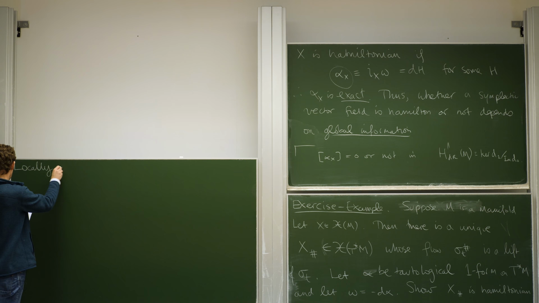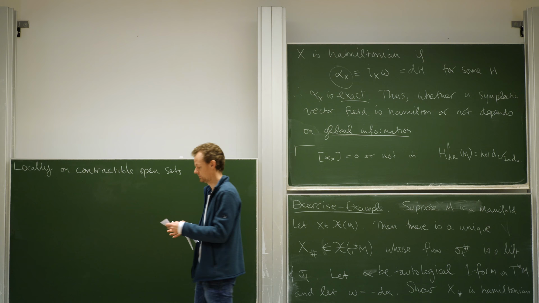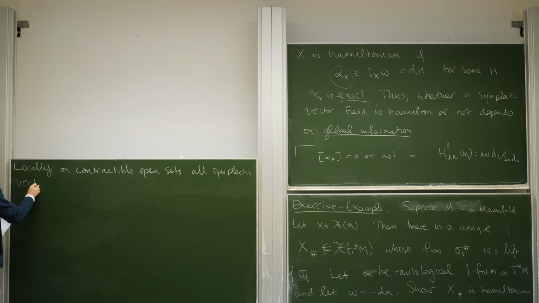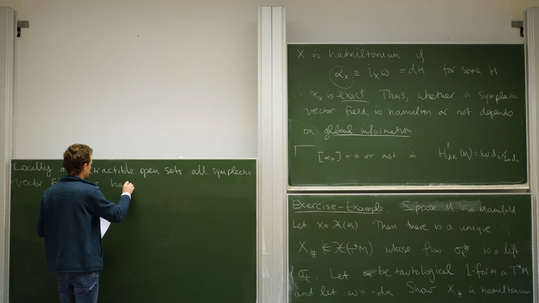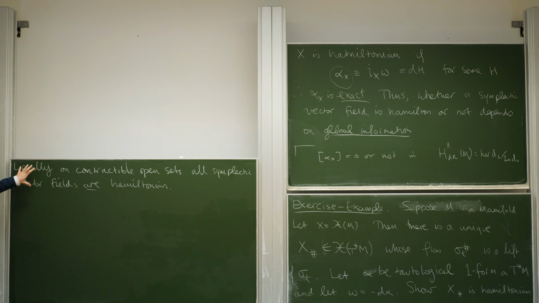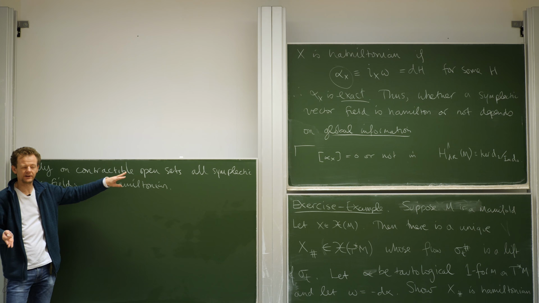So locally, on contractible open sets, all symplectic vector fields are in fact Hamiltonian. I won't define contractible, but you can use your intuition to understand what that definition might be. And this is really a useful piece of information because it allows us to check if a vector field is Hamiltonian locally. We don't have to look at the whole global manifold; on contractible open sets, we just have to check this symplectic condition. But if we want our vector field to be Hamiltonian on an entire manifold which is non-trivial, then we have some harder work to do.